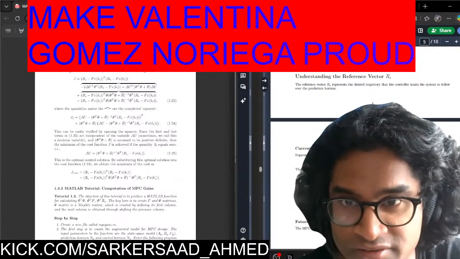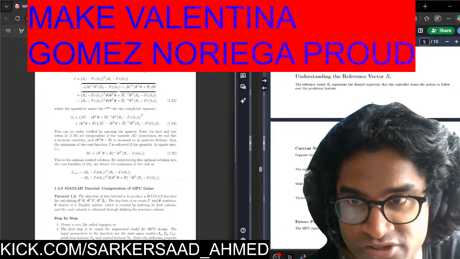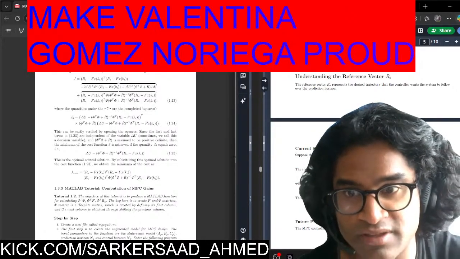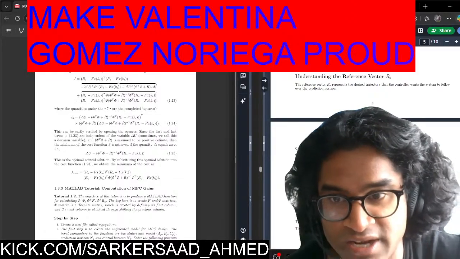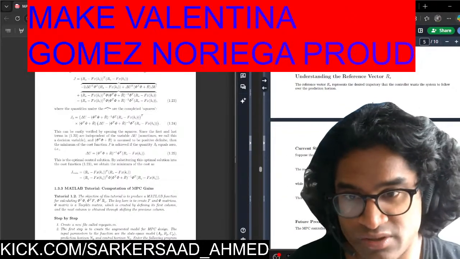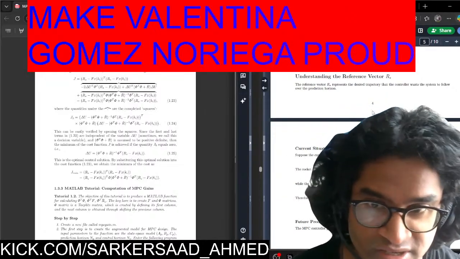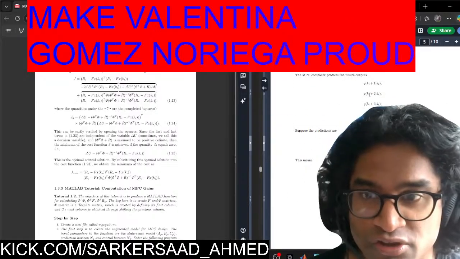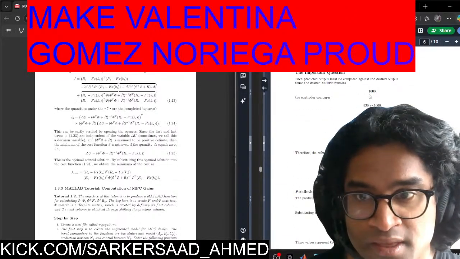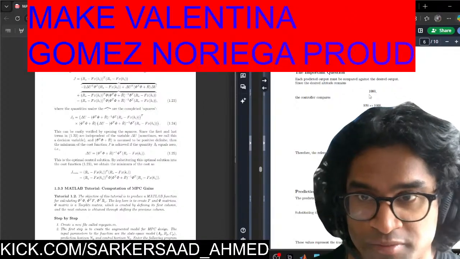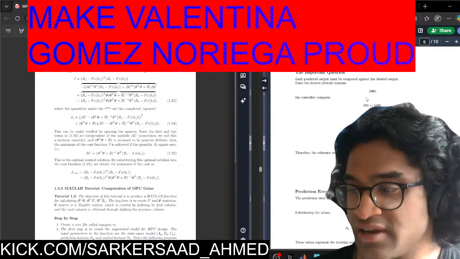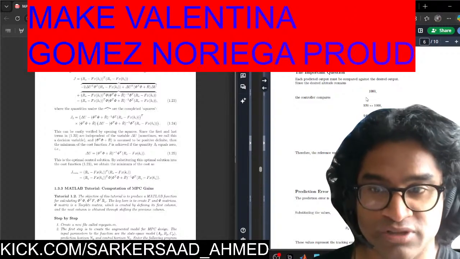So understanding the reference vector: it represents the desired trajectory that the controller wants the system to follow. Suppose the current time is k. The rocket is currently at 900 meters, while the desired altitude is 1000 meters. And then you're going to do the prediction. The important question is, each predicted output must be compared against the desired output, but to what? The desired output will be compared to the real output that you're getting.